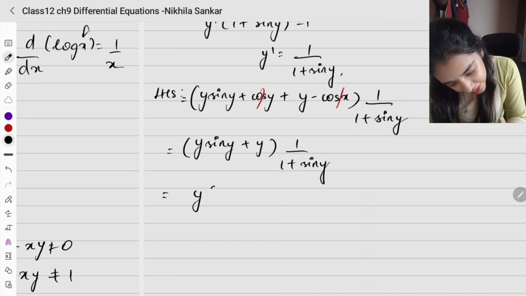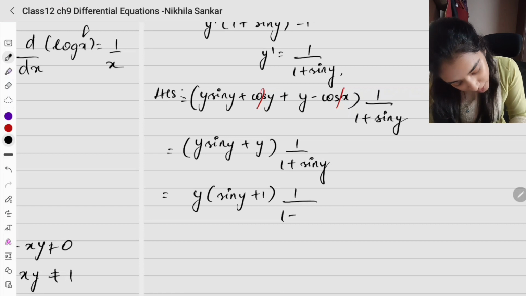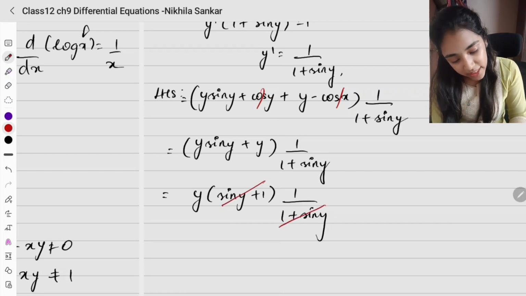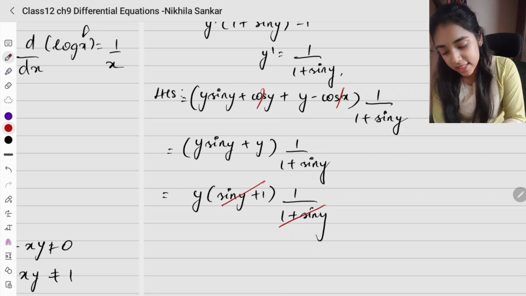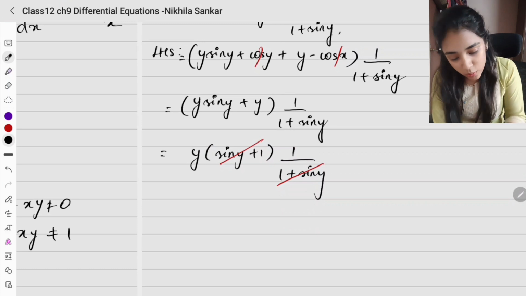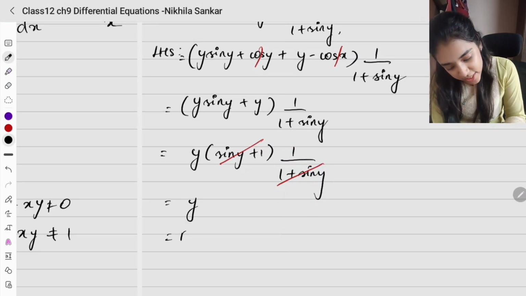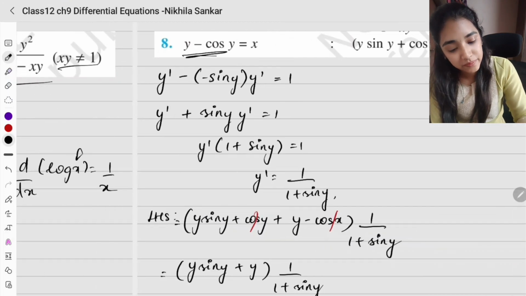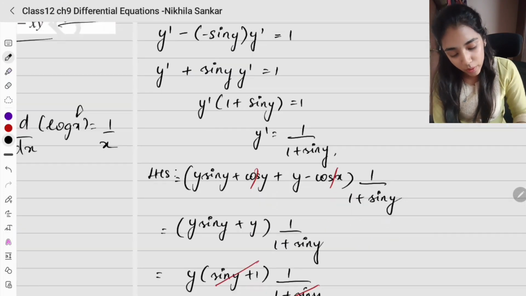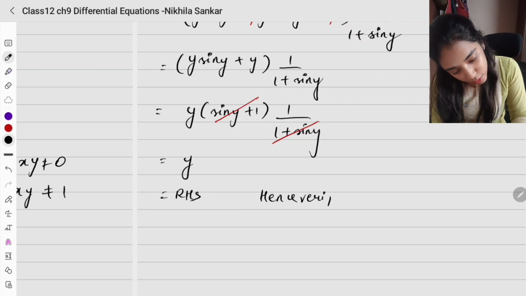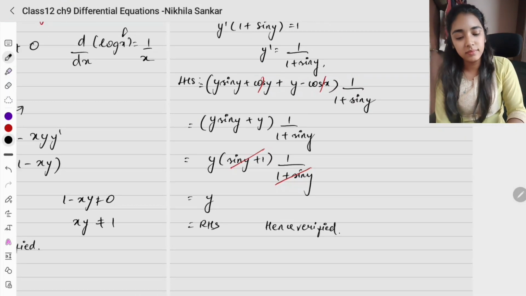When I take the y outside, I'll have y times (sin y plus 1) times 1 divided by (1 plus sin y). Sin y plus 1, or 1 plus sin y, so I can cancel these two terms. You see that they are in terms of product. So what am I left with? y, which is my RHS. Correct? From the question, the RHS is going to be y. So this is my RHS. Hence, verified. Very simple. Please copy.